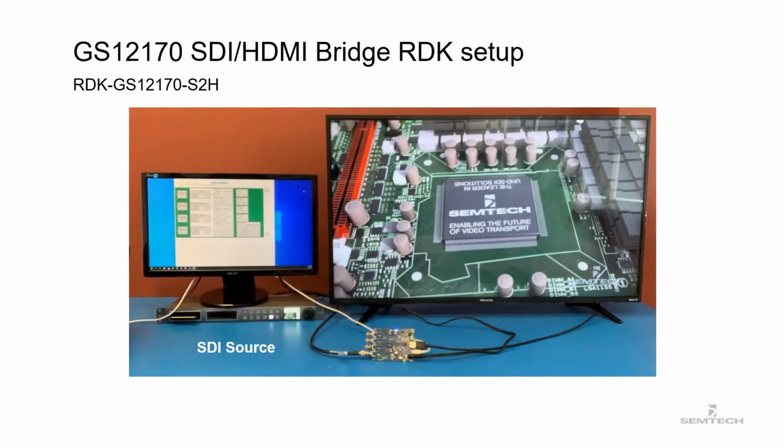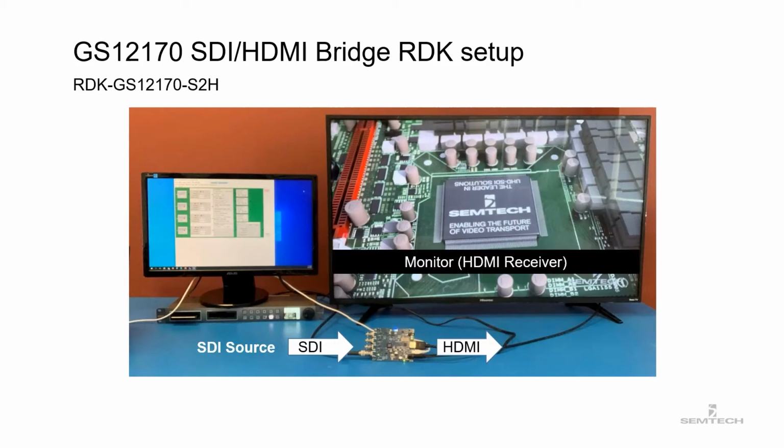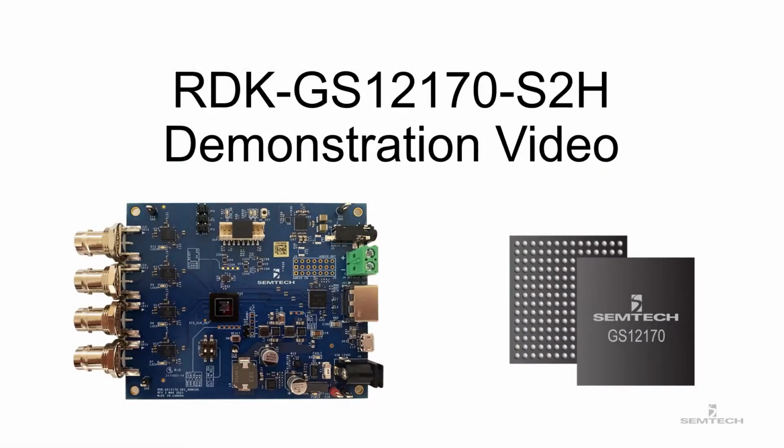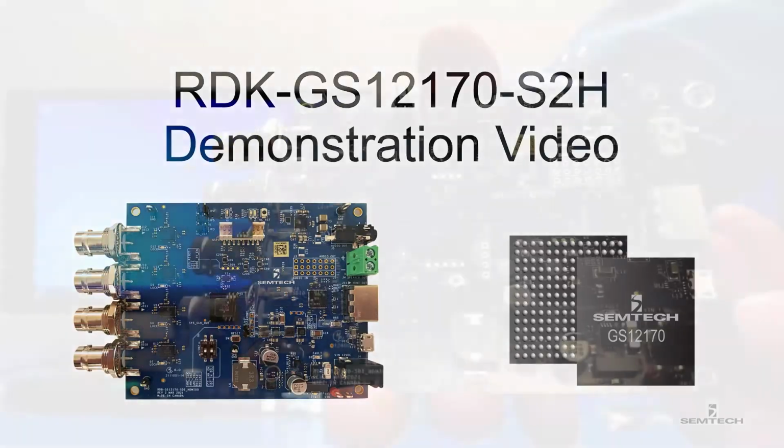Here is the GS12170 SDI to HDMI mode demo setup using the RDK GS12170 S2H. The setup uses a Blackmagic HyperDeck as the 12G SDI signal source, a Samsung 4K TV on the right side as the HDMI receiver, and a monitor on the left side to display the RDK GUI. Let's start the RDK GS12170 S2H demonstration.